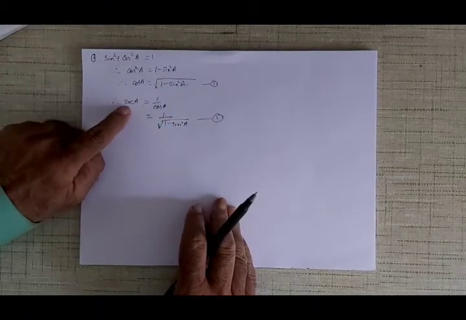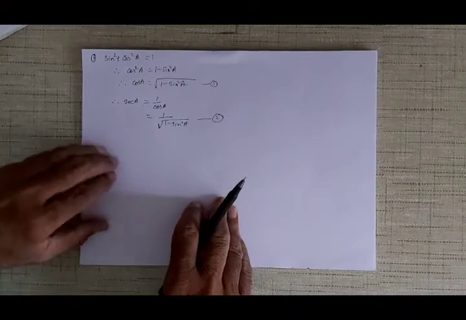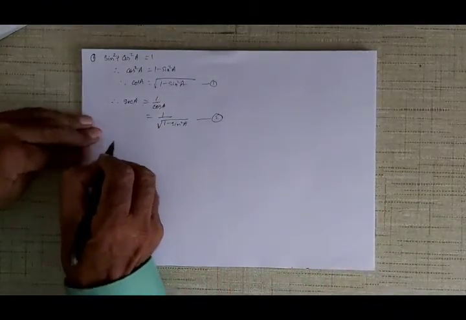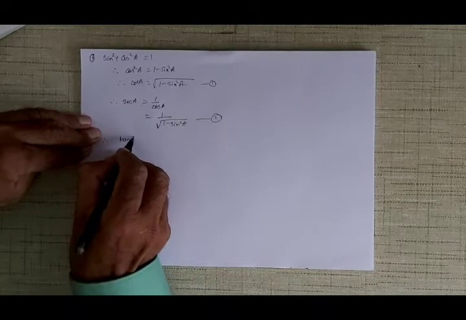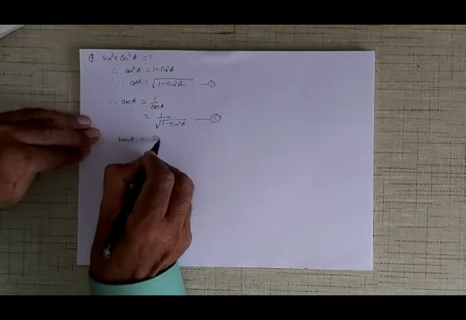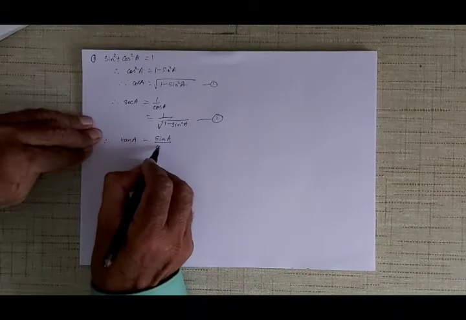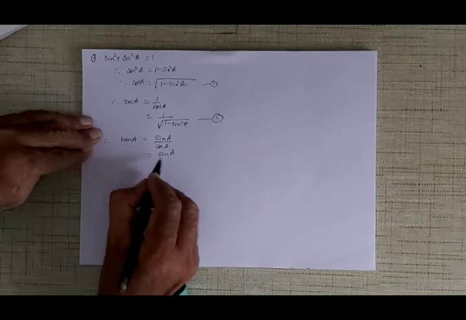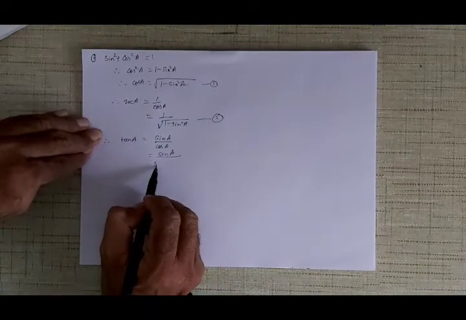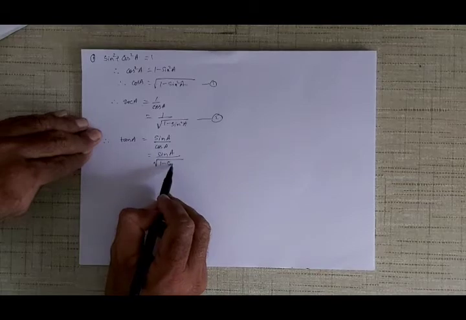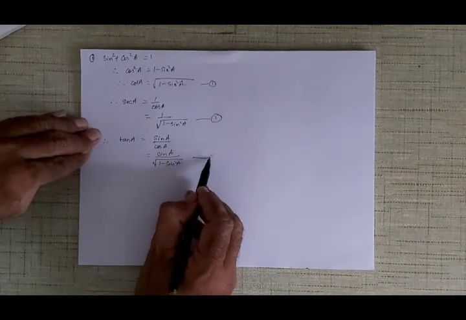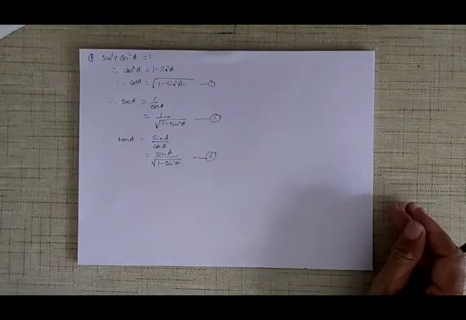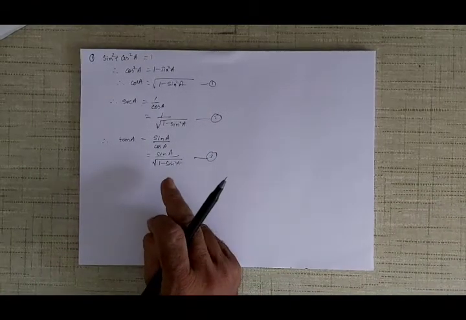We have expressed sec A in terms of sin A. And now we also want to express cos A, tan A and sec A. Now we want tan A also. Tan A is equal to sin A upon cos A. But what is cos A? Square root of 1 minus sin square A. This is number 3. So you have expressed all three. You have expressed tan A also in terms of sin A.